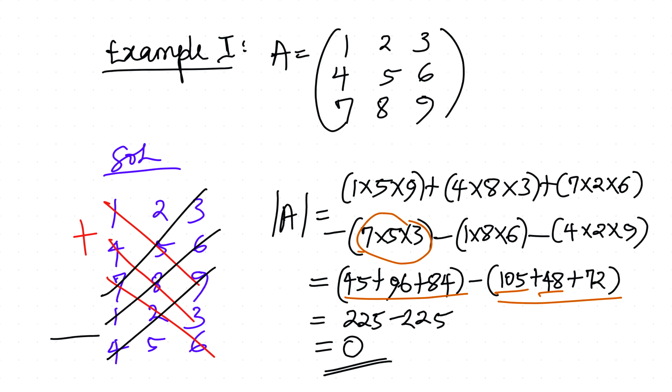Then by the time you add all of that up, you have 225. You add this up, you have 225. And the determinant of this matrix is 0. Now, a matrix that has a determinant of 0 is a singular matrix. It is singular. So because it is singular, what happens?